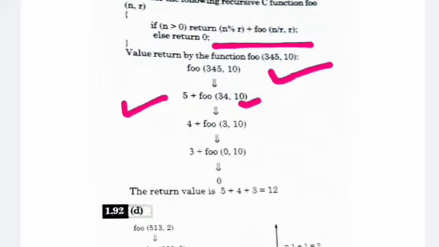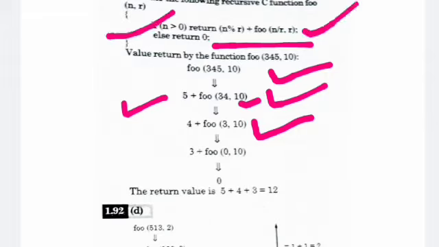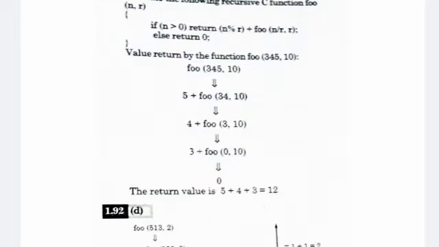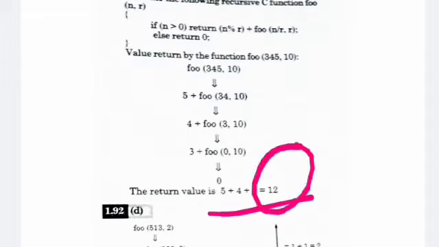Now based on foo(34, 10), we solve this again and it satisfies the if condition, so we get 4 plus foo(3, 10). Again we execute foo(3, 10), then we get 3 plus foo(0, 10), and last it returns the else condition, which is return 0. Now the return value is 5 plus 4 plus 3, which is equal to 12. So the answer is 12, which is option B.